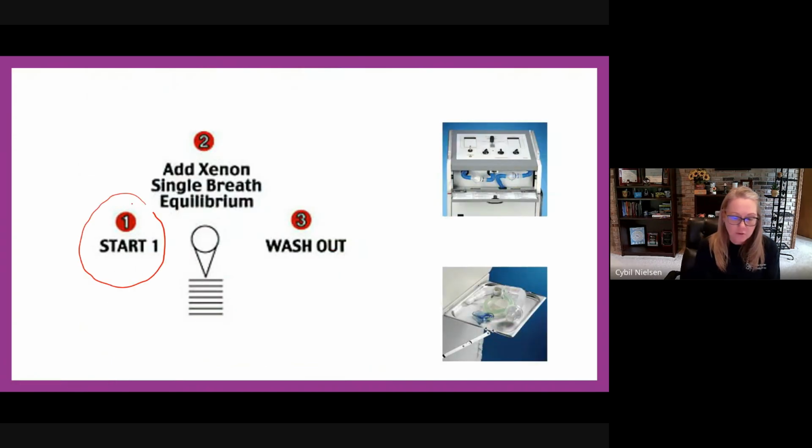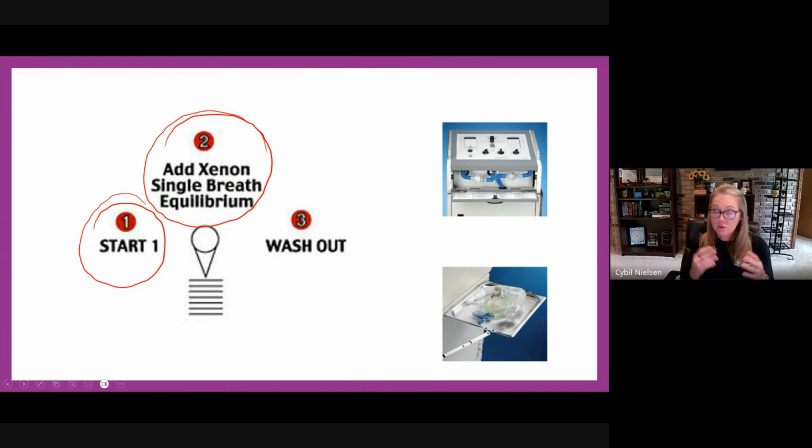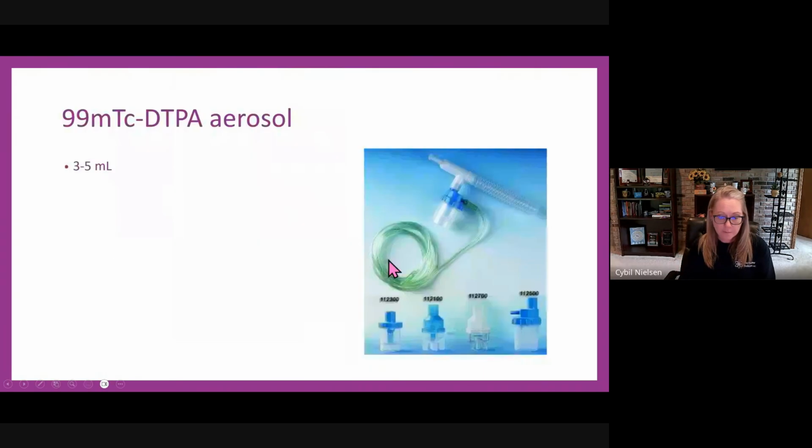All right, when you first start, this is where you're going to fill up the balloon. You change it here. That's the first two phases. So the system is closed. The patient's breathing in and out of the balloon. Then you switch it to washout, and that's where the system becomes open. Inhale room air, exhale through the charcoal trap.